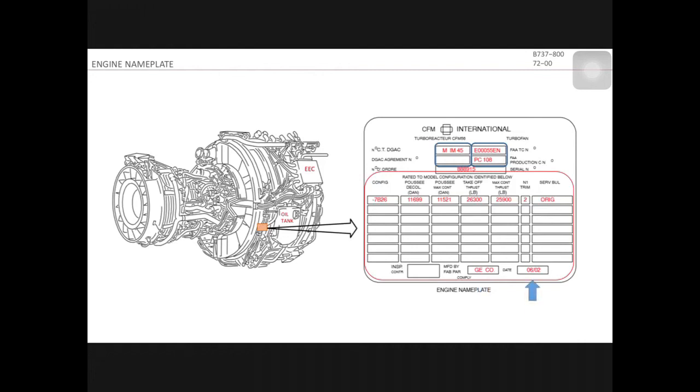And date. 6 additional rows are available to show the changes to the engine. This permits 6 different thrust rating changes before you must replace the nameplate. The nameplate also shows the thrust rating history of the engine.